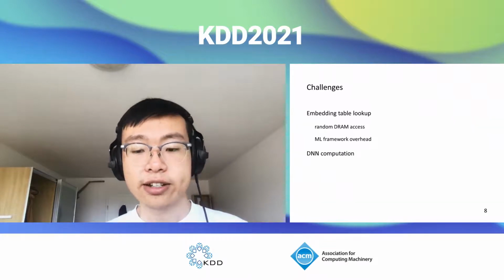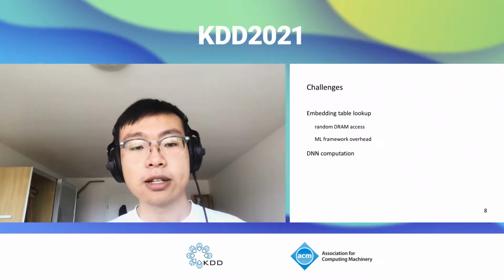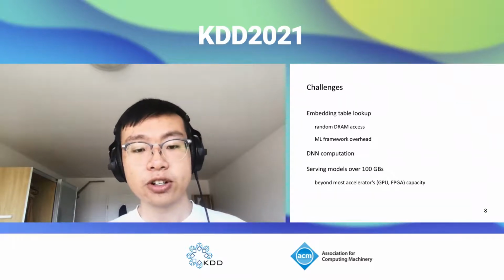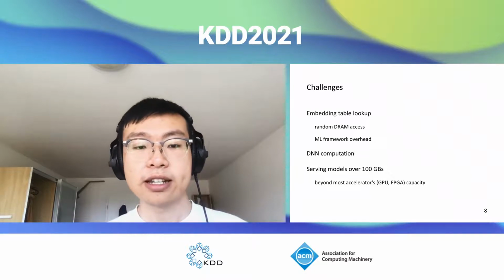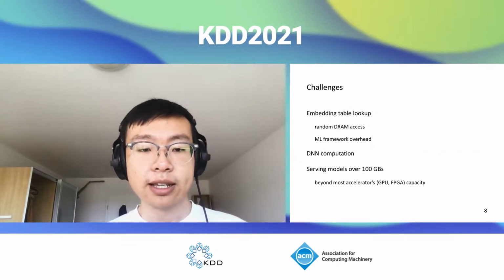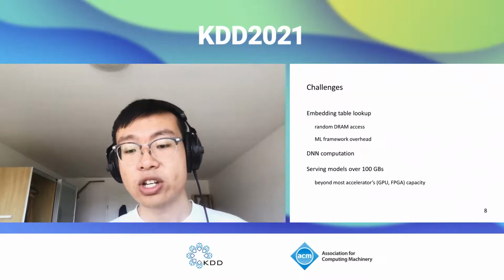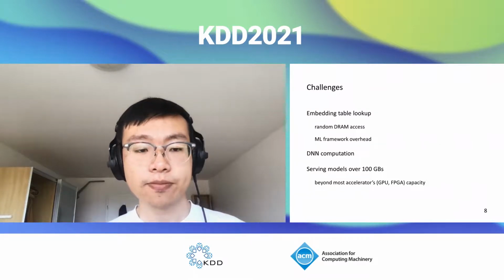Another challenge of DNN inference is the heavy computation workload in DNN, which is basically some matrix multiplications. Also, we may need to serve some very large models of over 100 gigabytes, because if you want to encode, let's say, the user information, and if you have 1 billion users, then you will have a super large embedding table to store those embeddings. And this causes a problem because modern accelerators like GPUs and FPGAs do not have enough DRAM capacity to hold these very large models.